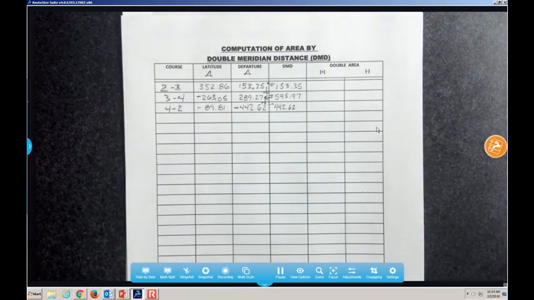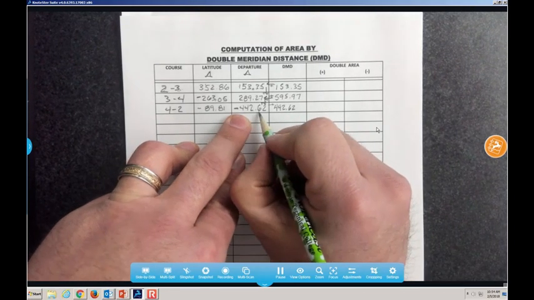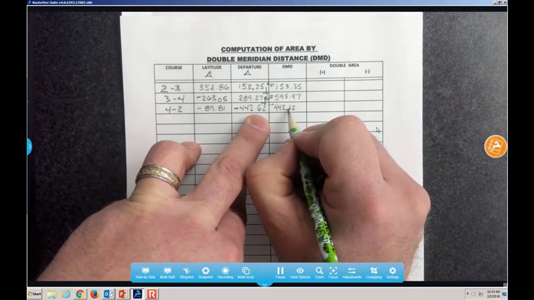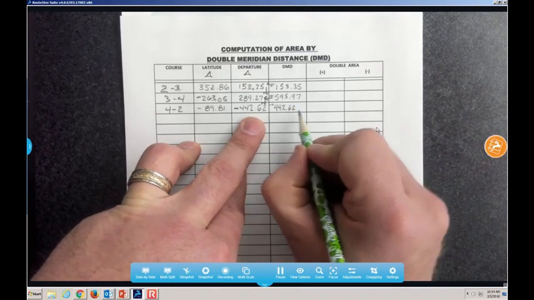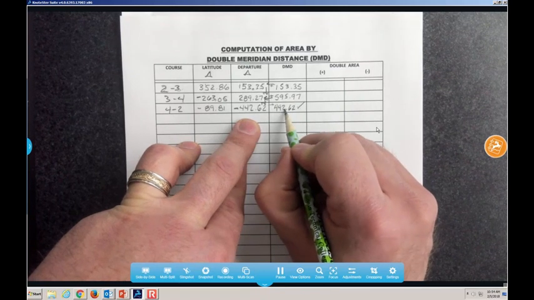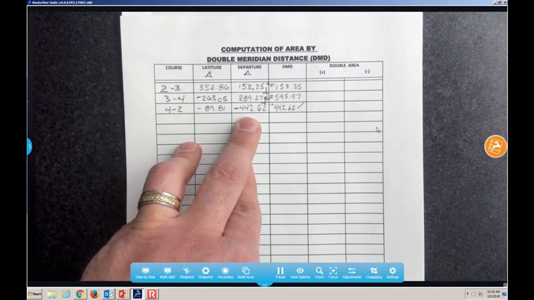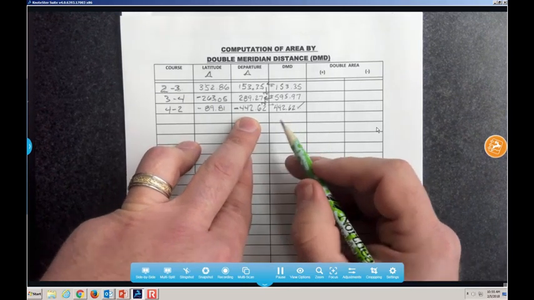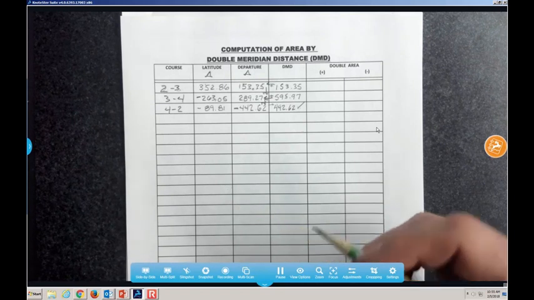Okay? So what did we say when I was going through the PowerPoint? That's our check, right? So our departure here, 442, should equal the double meridian distance we get here, but just with a different sign. So this is our check. So this check's okay. We did our math across correctly. Okay? Is that because it's a closed figure? Yes. If it was not a closed figure, you would not get these answers. So you want to make sure that you have a closed figure before you go and do one of these area problems.